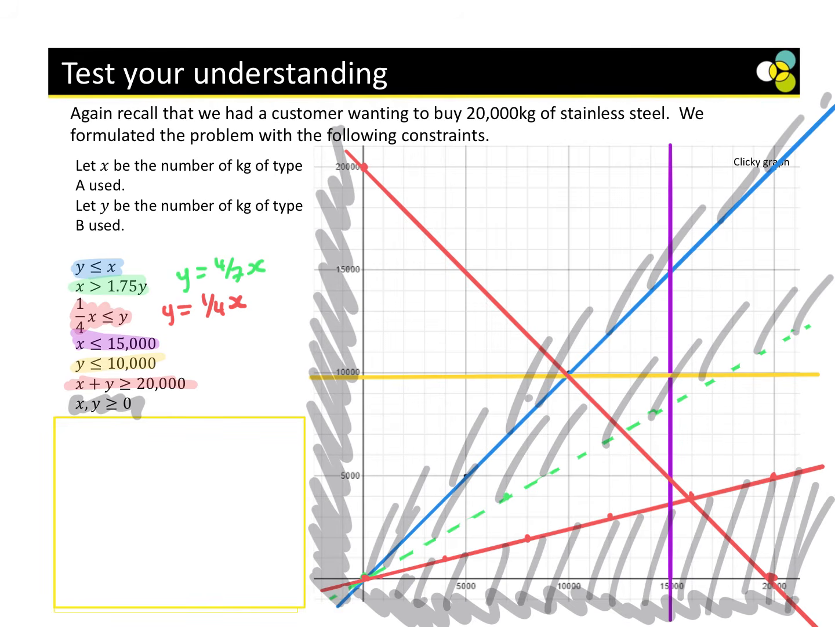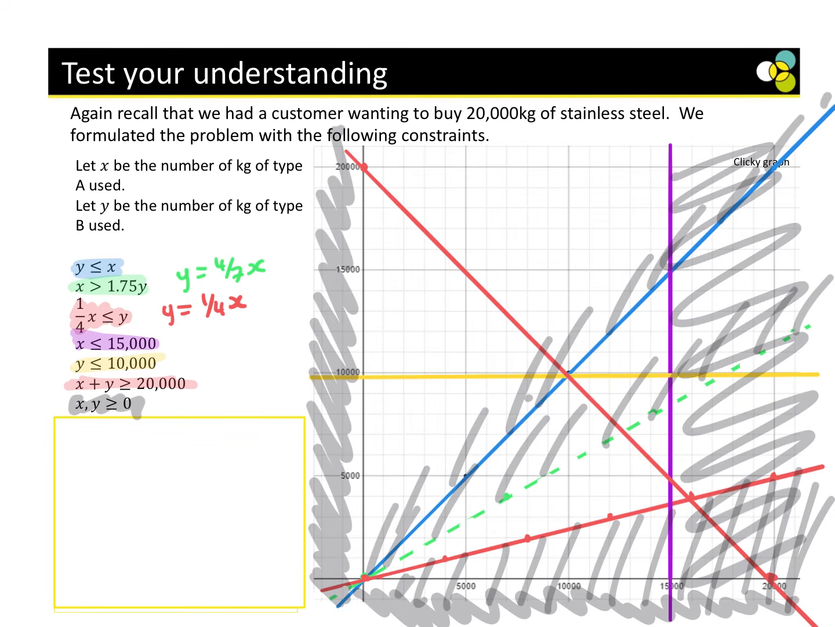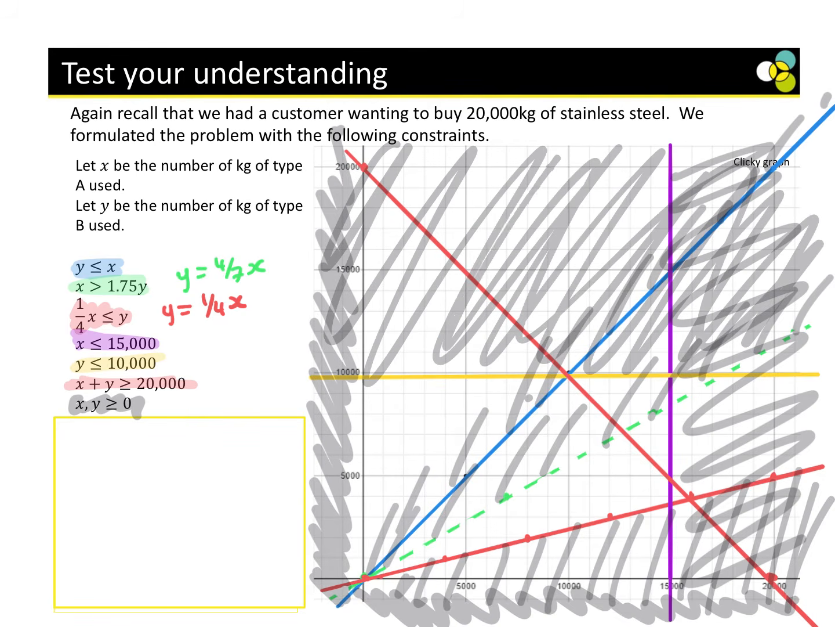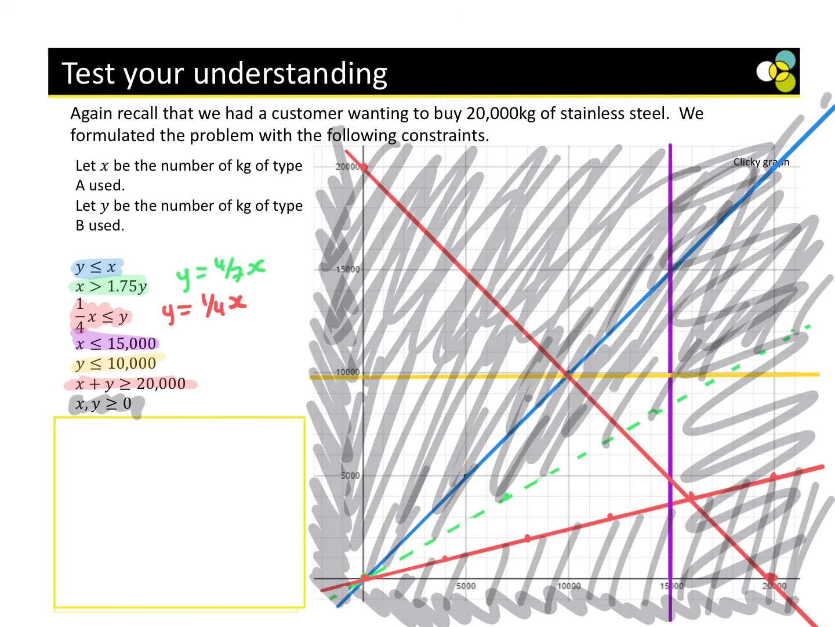Okay. Then x is less than 15,000. I want the left-hand side, so I'm going to shade the right-hand side. It says y is less than, so we want less than 10,000, so I'm going to shade above the line. Okay? Then, remember this part shaded too.